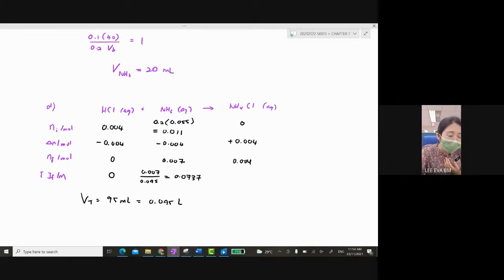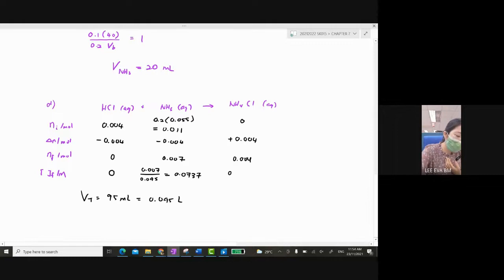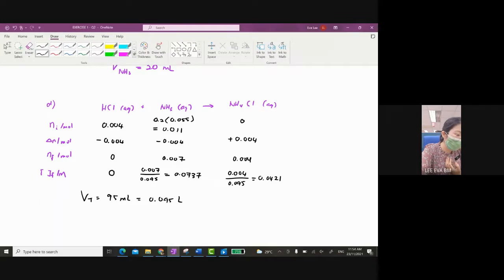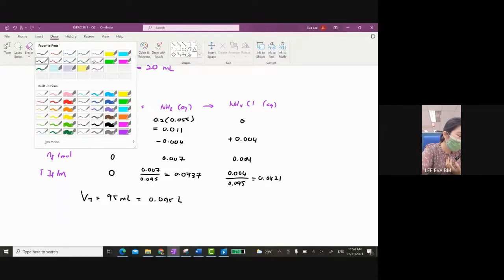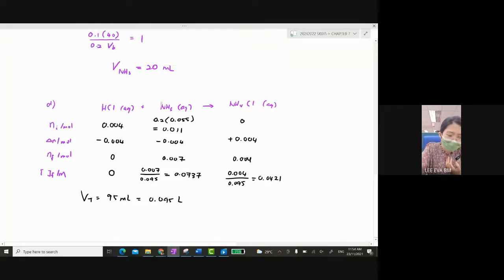And then in this case, we need to calculate the concentration for the salt, 0.004 over 0.095, to give you 0.0421. Okay, Madam, kenapa tadi saya tak perlu kira garam, sekarang perlu pula? Tadi ada strong species, so tak perlu. Sekarang, apa yang awak ada is just the weak species, weak base. The weak base and the salt together will give you the buffer.